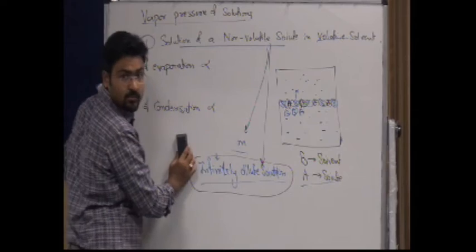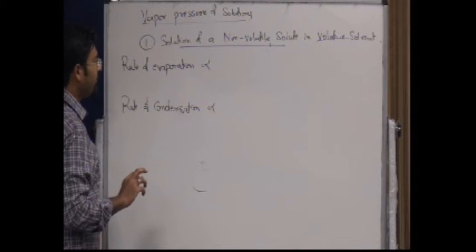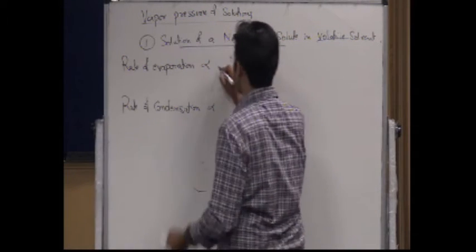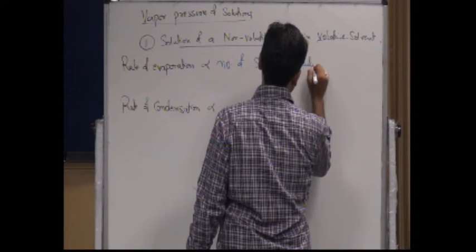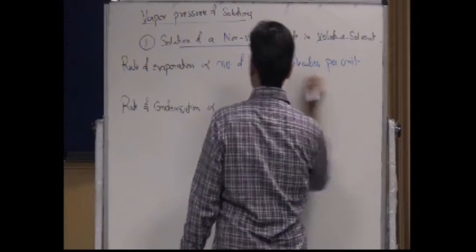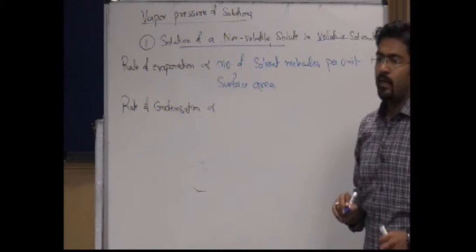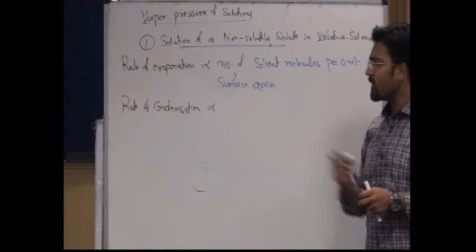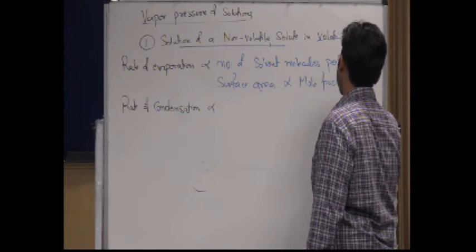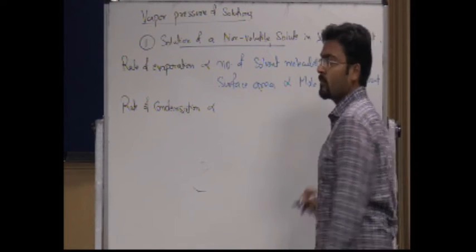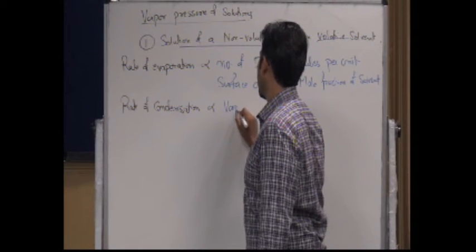Can you quickly erase these? Let's just understand the factors on which the rate of evaporation and condensation depend. So rate of evaporation depends upon the number of solvent molecules per unit surface area. Right? So this can also be related to the mole fraction of solvent. Right? The rate of condensation is proportional to vapor pressure.